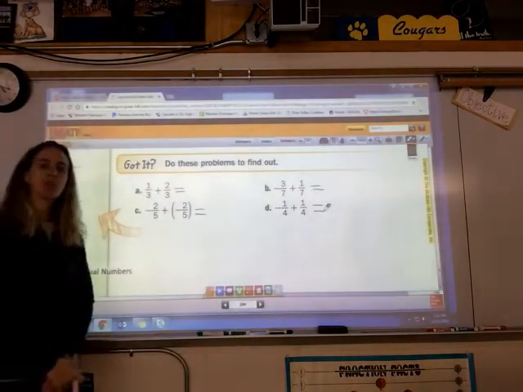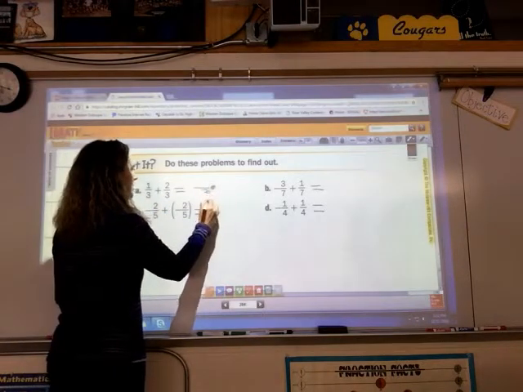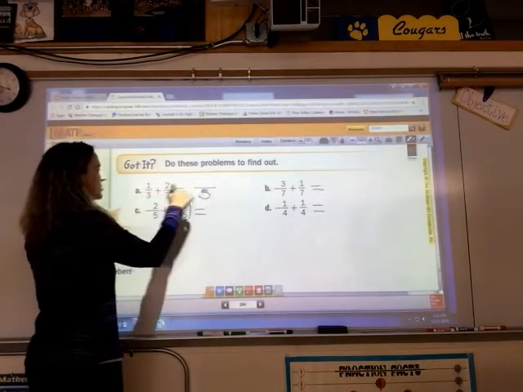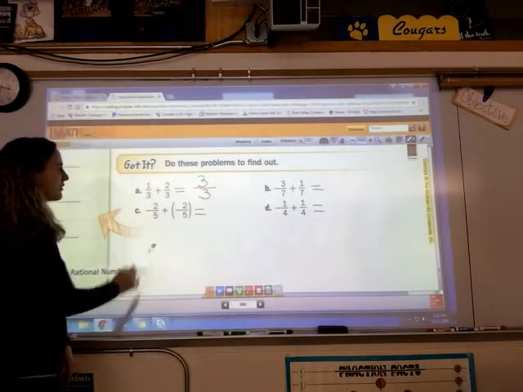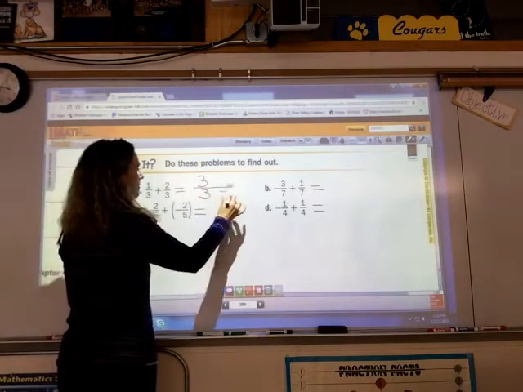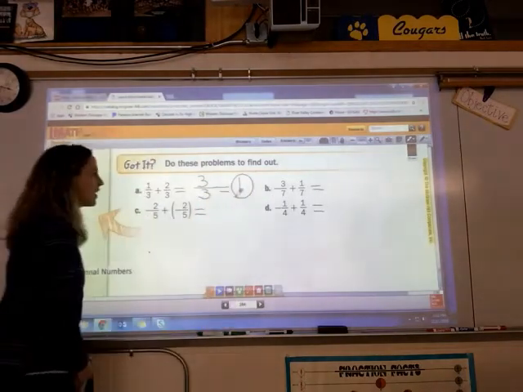Again, the first thing that we're going to do is double check to make sure our denominators are the same, and they are. So 3 is going to stay as my denominator. 1 plus 2 gives me 3. Now I have to ask myself, is 3/3 in simplest form? And it is not. I can divide both of those. 3 divided by 3 would be 1, so my answer should be 1.